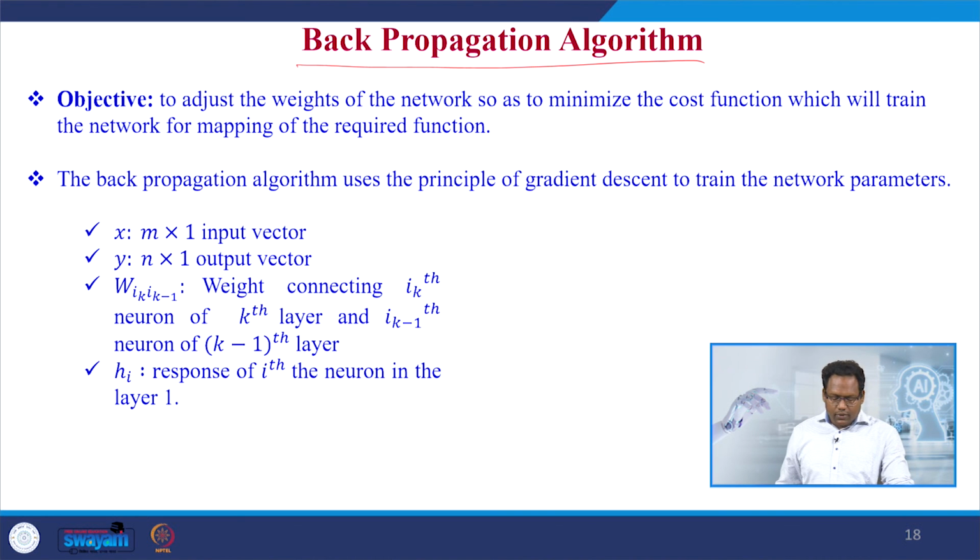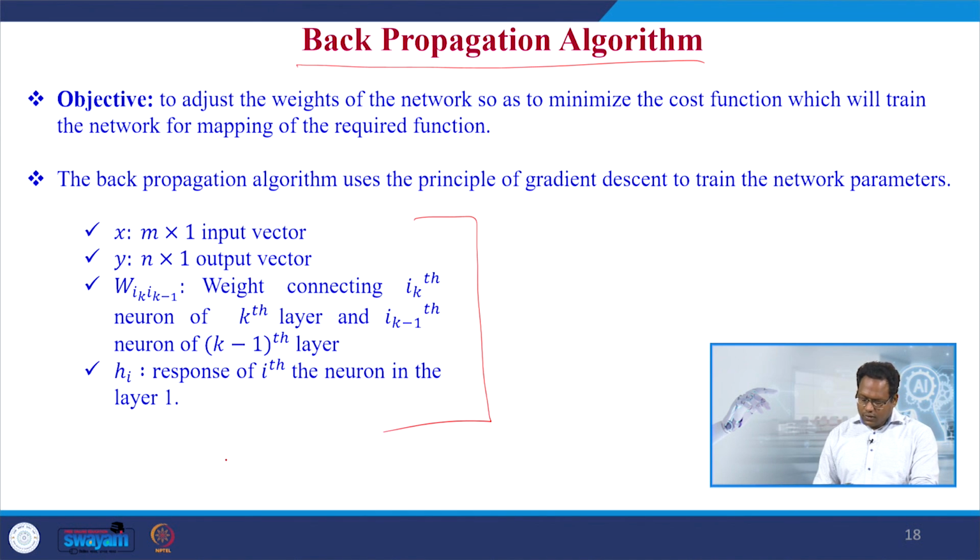The back propagation algorithm uses the principle of gradient descent to train the network parameters. Let us define the output, input and weight parameters associated with the network. X being the m cross n input vector and O being the n cross 1 output vector, and W i_k i_k minus 1 represents the weight connecting the i_kth neuron of the kth layer and the i_k minus 1th neuron of the k minus 1th layer, and h_i response, which is nothing but the response of the ith neuron in layer 1.